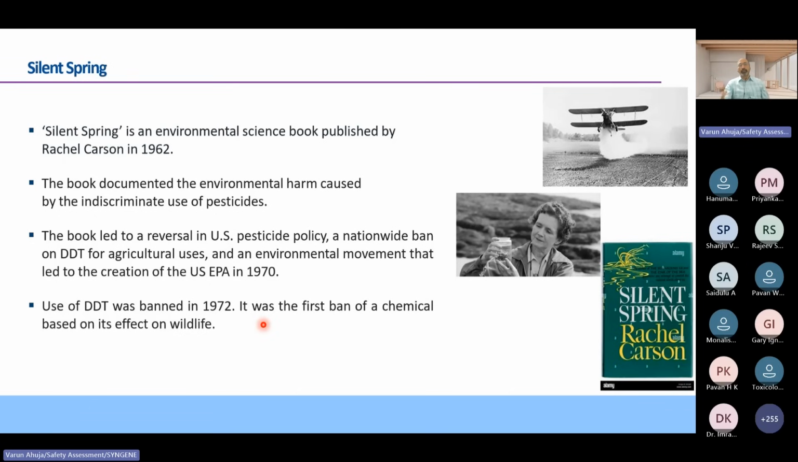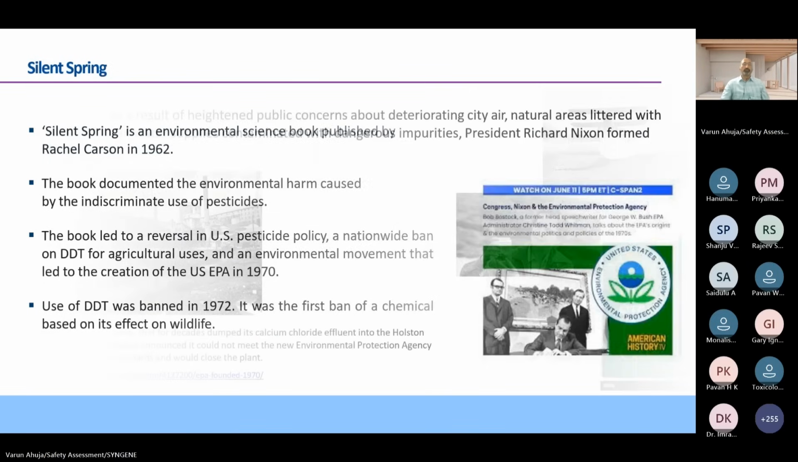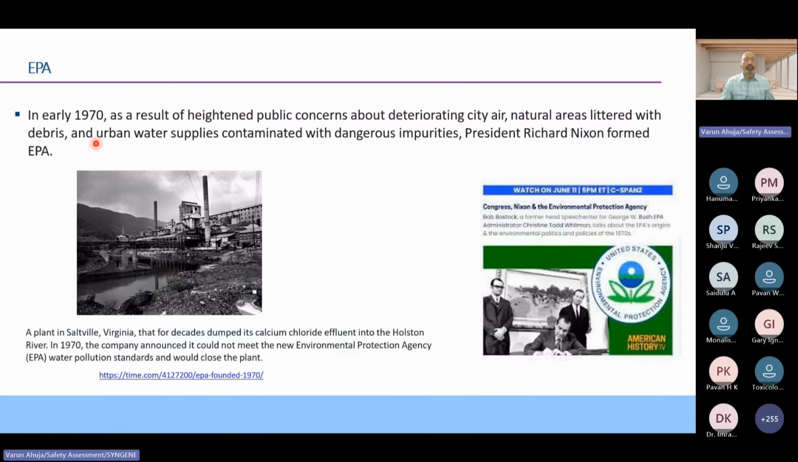So if you are doing the right studies, submitting the right reports to the clients and ultimately to the regulatory agencies, it will ensure that humans or animals or the environment are not harmed. And again, as I said earlier, because of the heightened public concerns about deteriorating city air, natural areas littered with debris, and urban water supplies, President Richard Nixon formed EPA. So here is President Richard Nixon signing EPA documentation. Here is a picture from a plant in Virginia where for decades calcium chloride effluent was dumped into the Holston River. In 1970, when the EPA was formed, the company announced that it could not meet the new EPA policy, and it would close the plant.